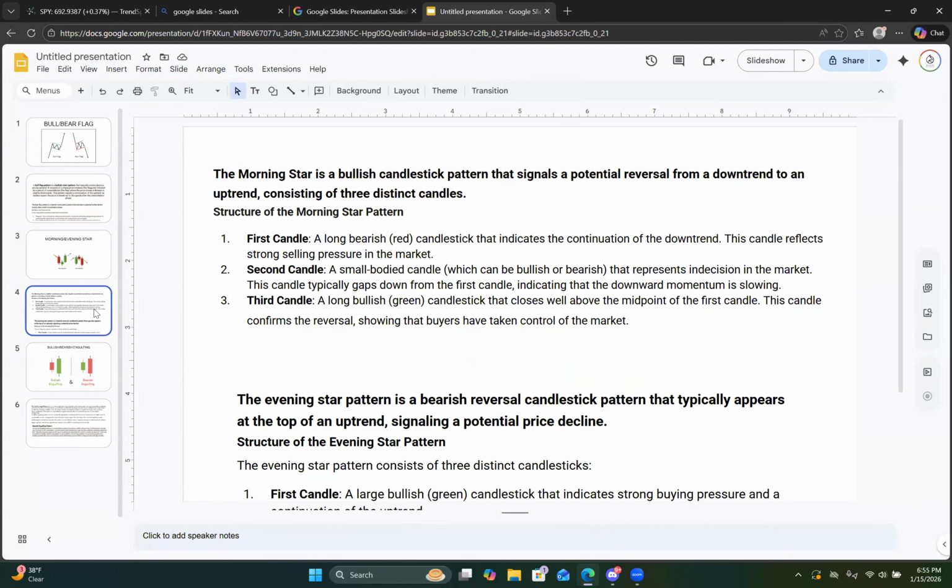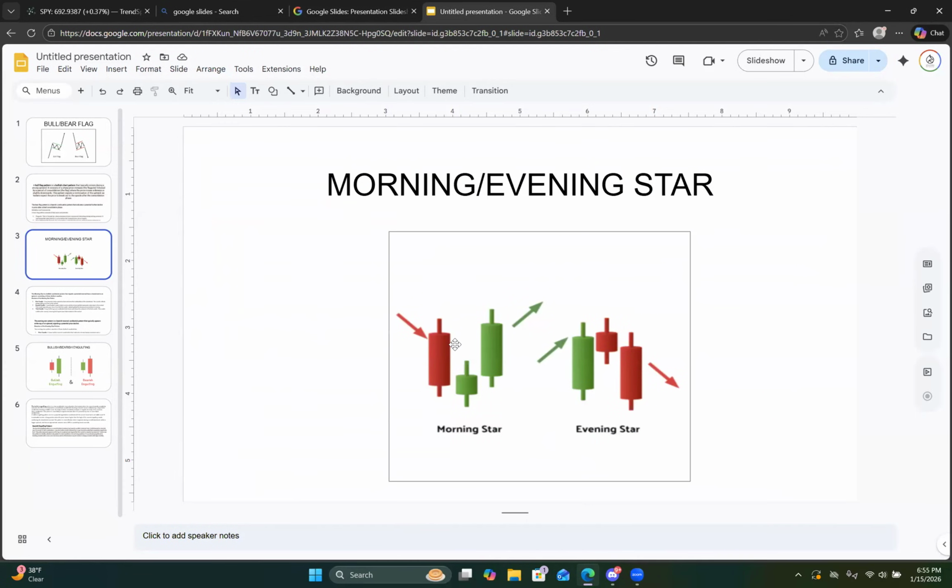The morning star is a bullish candlestick pattern that signals a potential reversal from a downward trend to an uptrend, consisting of three distinct candles. The first candle is long and bearish. The second candle is small-bodied, you could call it a doji. And the third candle is long and green. So we have a big sell, a doji, and then we push higher.